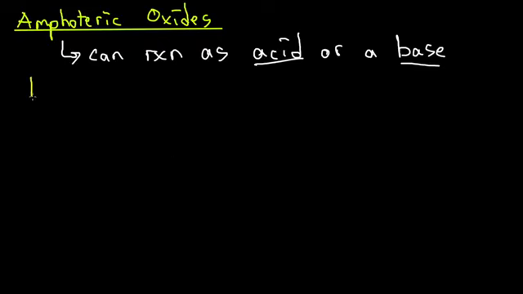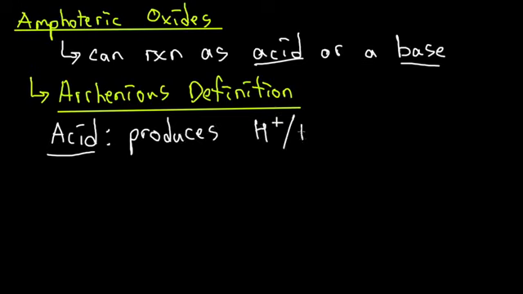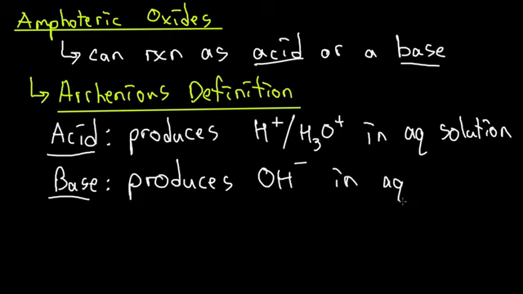First, we will discuss the Arrhenius definition of acids and bases. So according to the Arrhenius definition, an acid is going to be a substance that produces a proton or a hydronium, H3O+, in aqueous solution. And the definition of a base, according to Arrhenius, is some sort of compound that produces hydroxide ions in aqueous solutions.